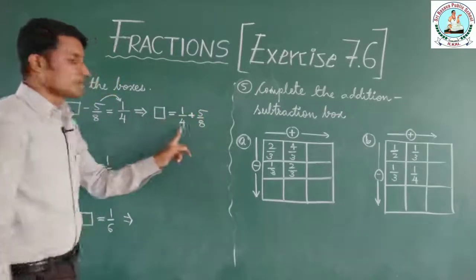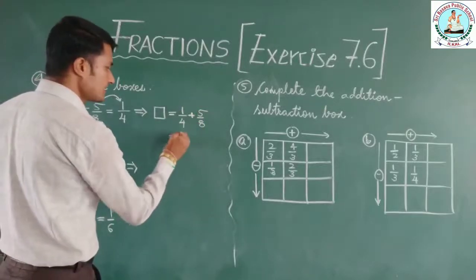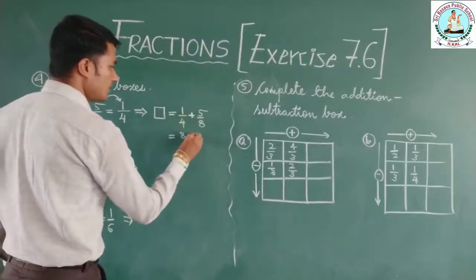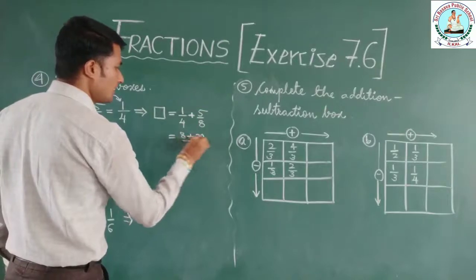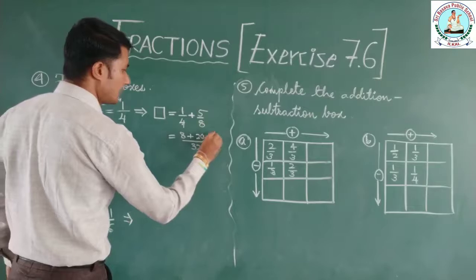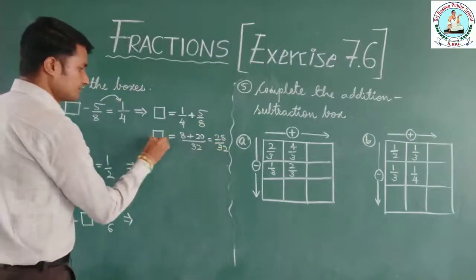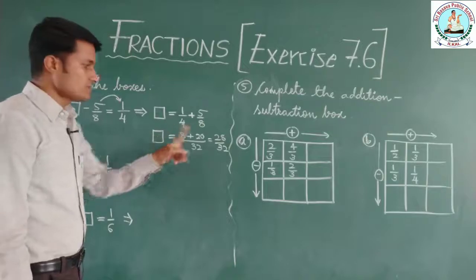Now it is addition of unlike fractions. So just do that. 8 ones are 8, and 4 5s are how much? It is 20, and 4 8s are 32. So 20 plus 8 will be 28, over 32. So that is the number you must fill in the box.